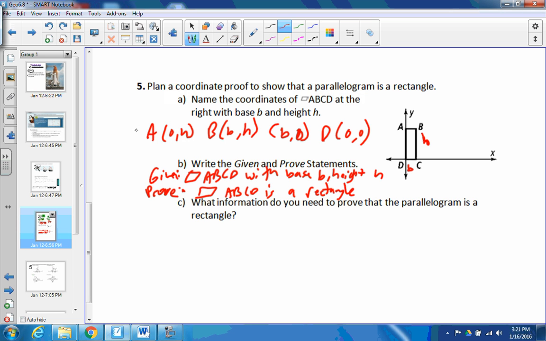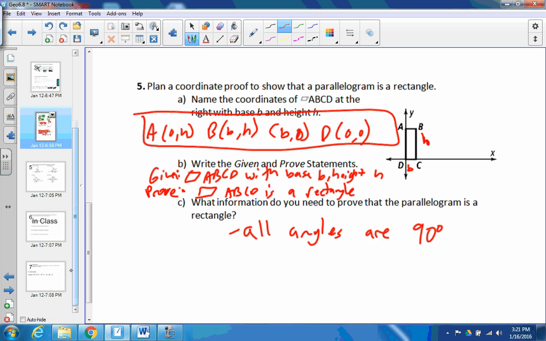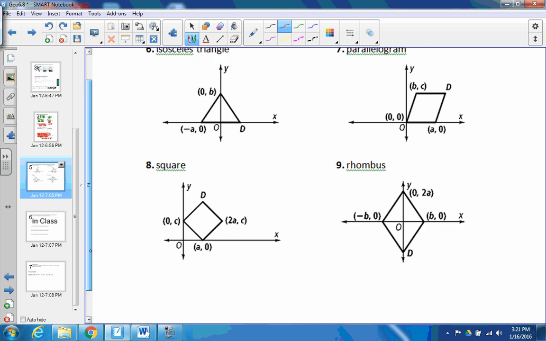So we're definitely going to have to use these coordinates when we're proving it. But part C just asks, what information do you need to prove that the parallelogram is a rectangle? So think about what you need. That's one of the things that I said was a tip. Anticipate what you need. In this case, we need to know opposite sides are parallel. Well, actually, we do know that. It's a parallelogram. We just need to know that all angles are 90 degrees for it to be a rectangle. That's all we need to know. So we could probably use the slope formula. But we're not going to do that right now. We're going to do a couple examples here. That's what we'll finish up with.